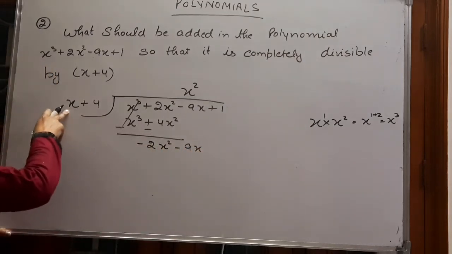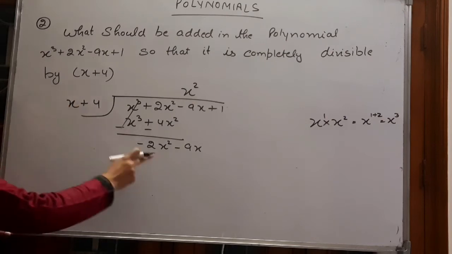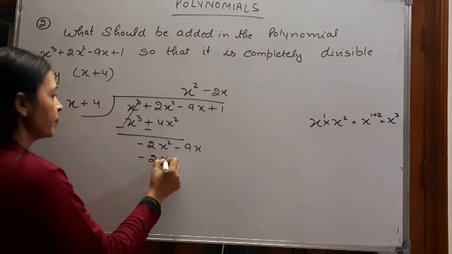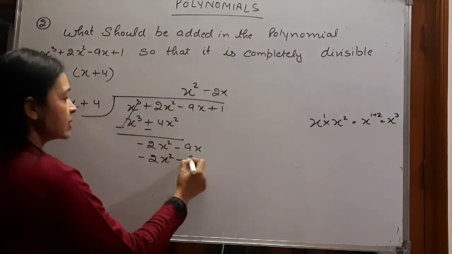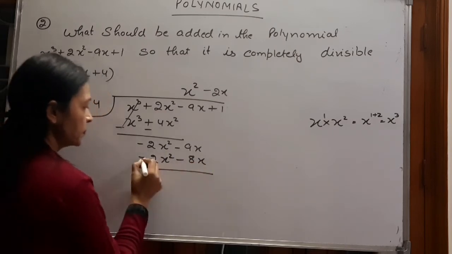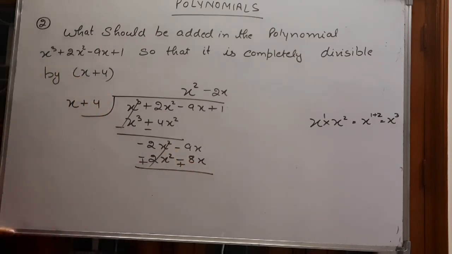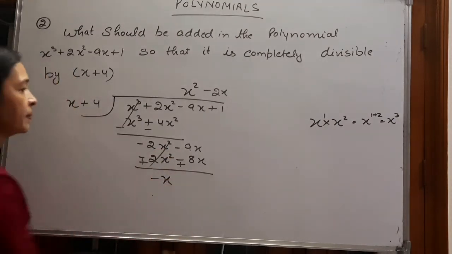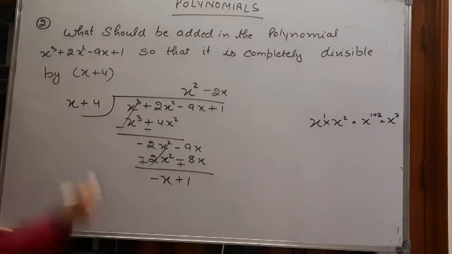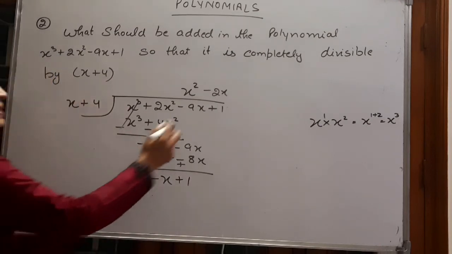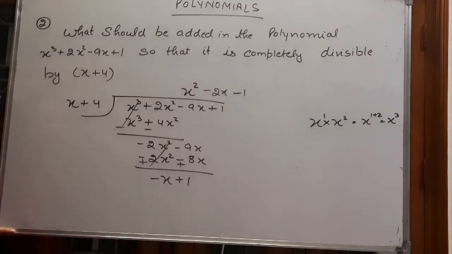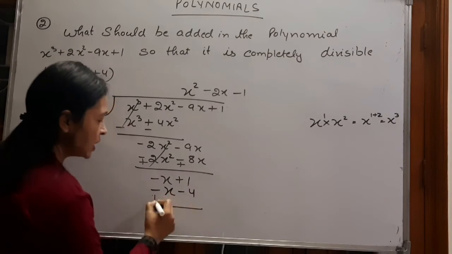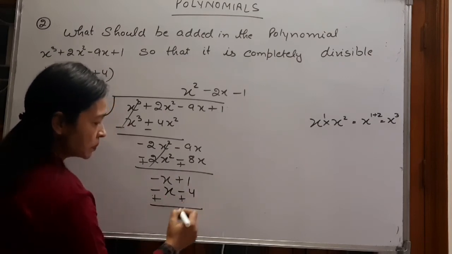Now we have x. We will multiply with minus 2x to get minus 2x square. 4 into minus 2x, minus 8x. Sign changed. Minus 9x plus 8x, we will get minus x plus 1. We have x here. We need minus x. We will multiply with minus 1. We have minus x minus 4. Sign changed. 5.